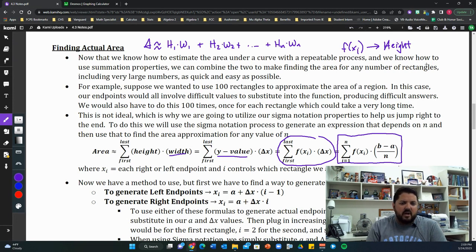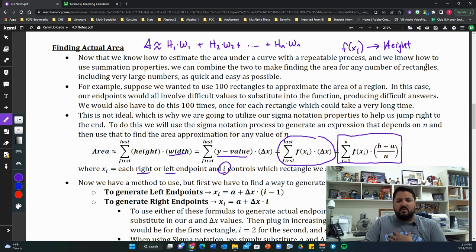So again, that x sub i represents either the right or the left endpoint, and then that value of i is dictating or controlling which individual subinterval we are currently working in. But again, it just works like all these other sigmas. You start at 1, plug it in, do all your math, get your stuff, then go back, plug 2 in, 3 in, 4 in, and so on till we get to n.